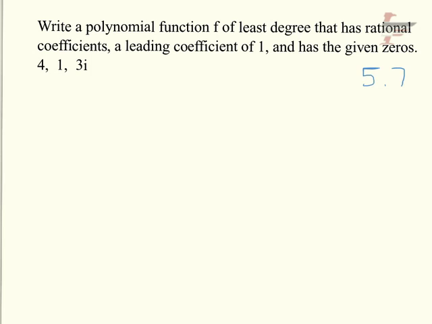Okay, this review is from section 5.7, and the first problem says write a polynomial function of least degree that has rational coefficients, a leading coefficient of 1, and has the given zeros 4, 1, and 3i. So first of all, I would just remind you, a function of least degree just means however many zeros you're given, that should be the degree of the function. So don't assume you have any repeated solutions. You should also have rational coefficients.